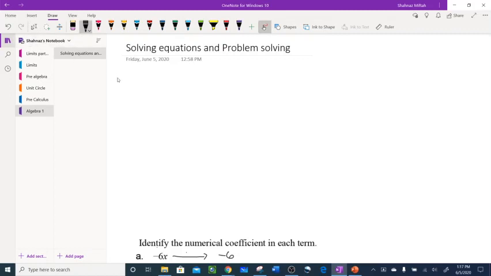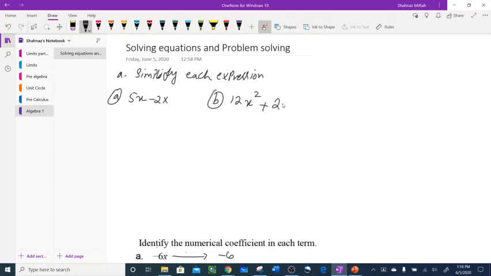Now simplify each expression. Okay, the first one is 5x minus 2x. Another one I have, I'm just going to write 12x squared plus 2x squared.